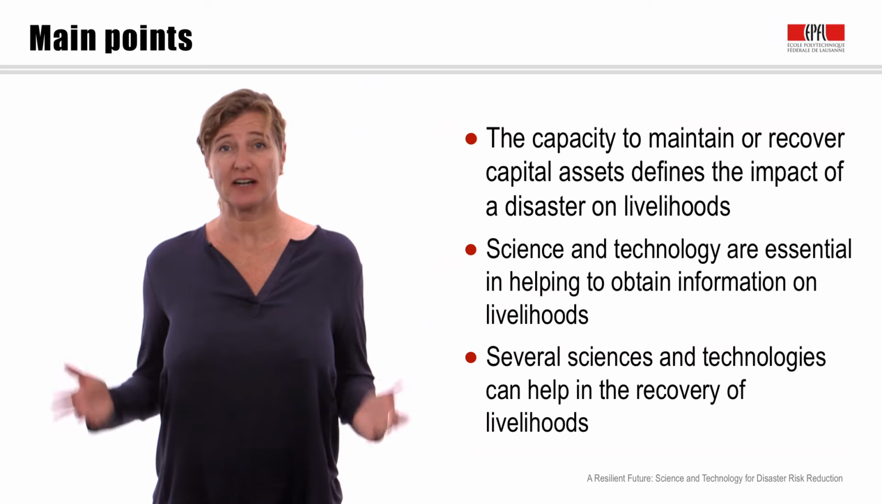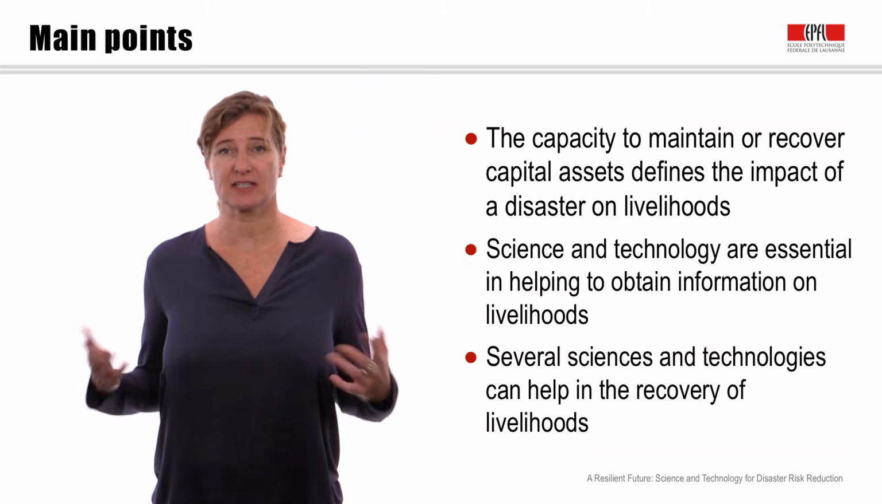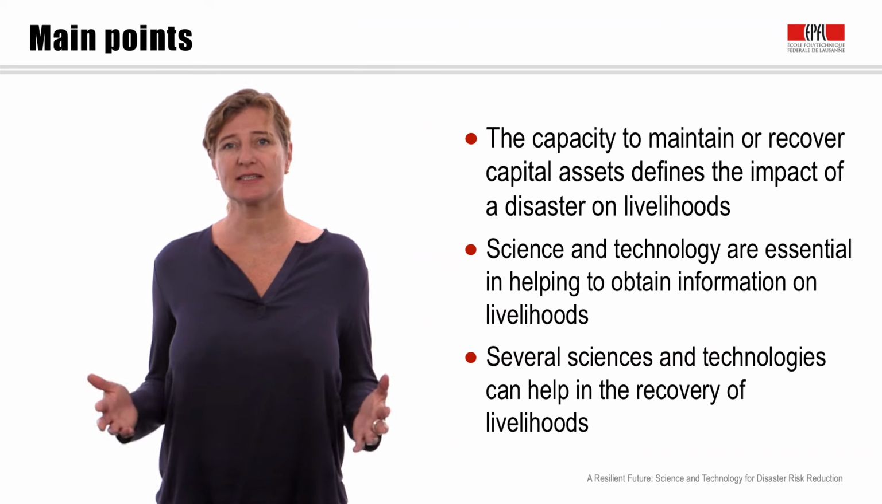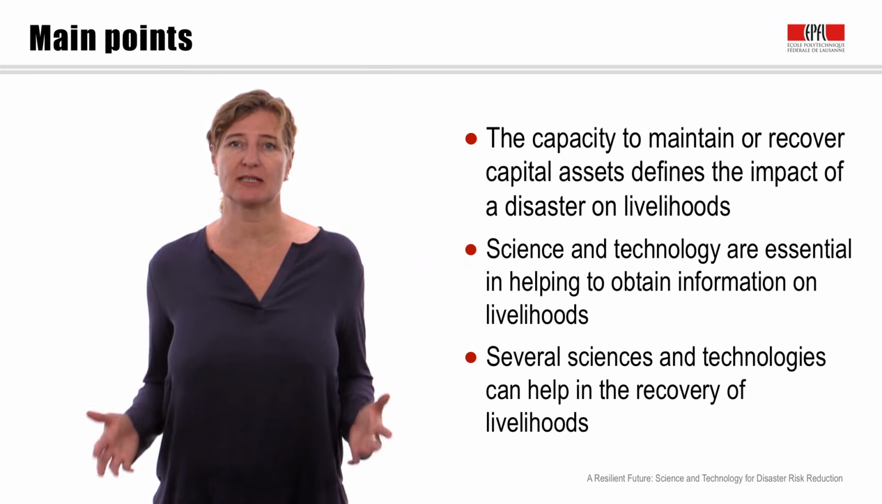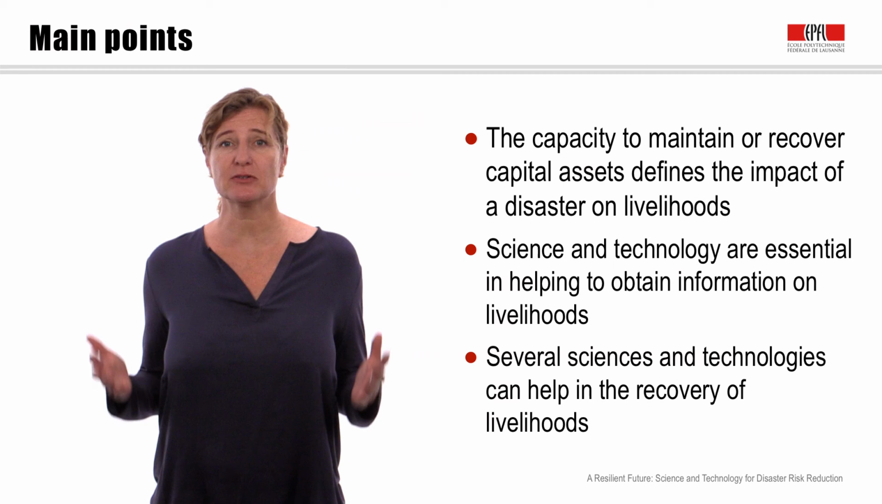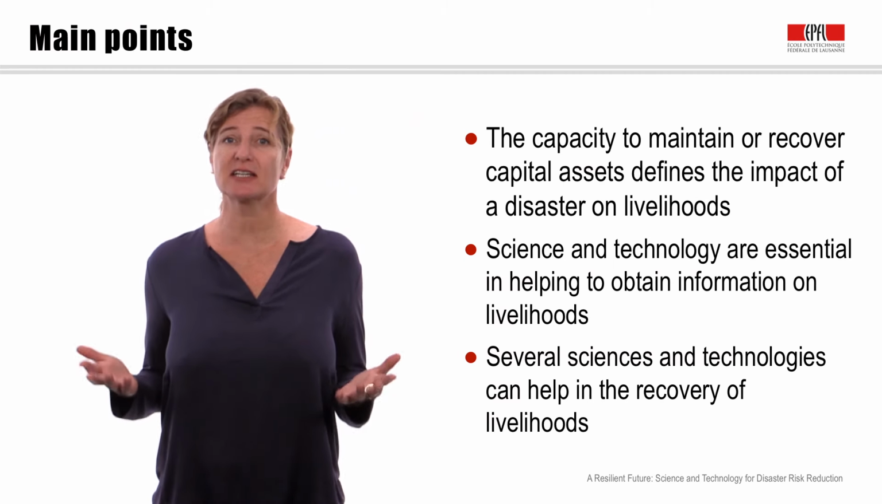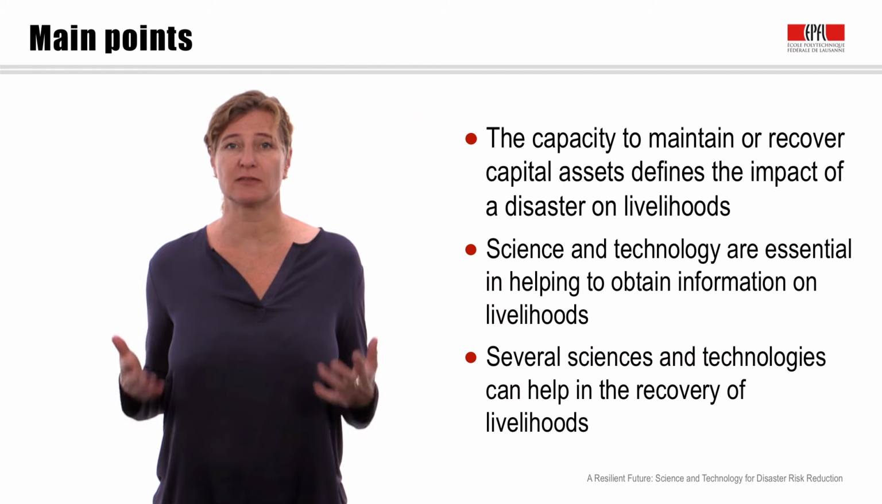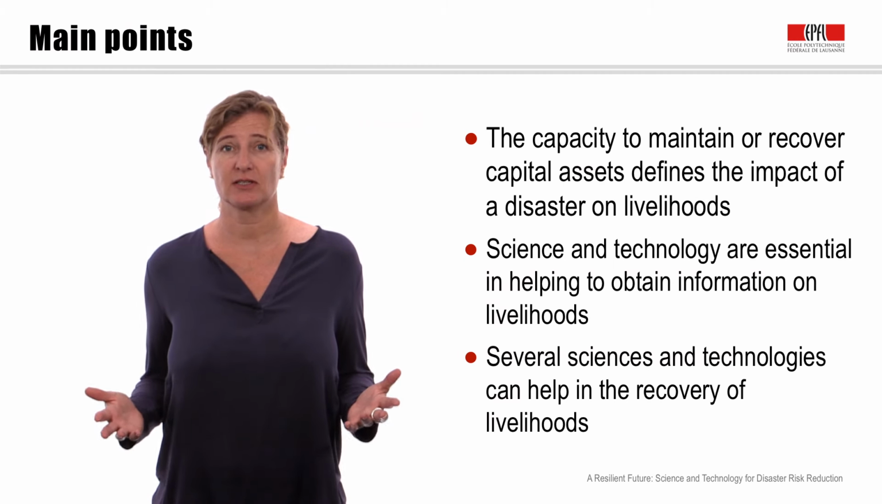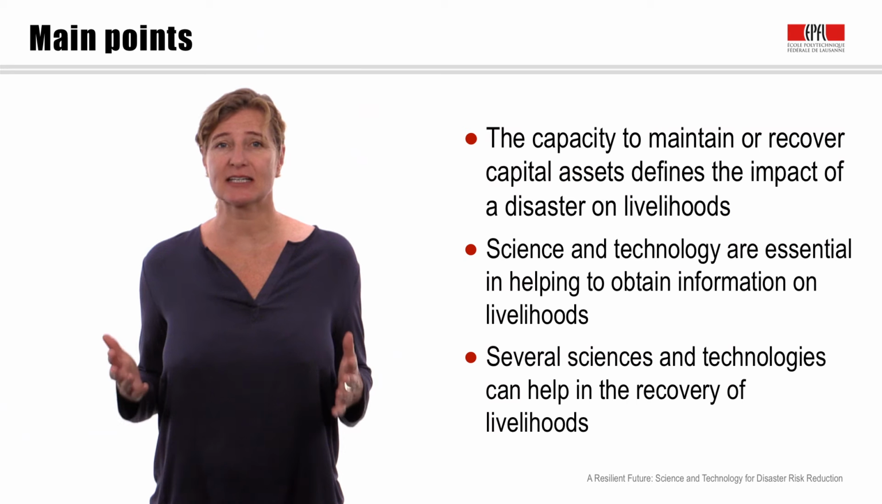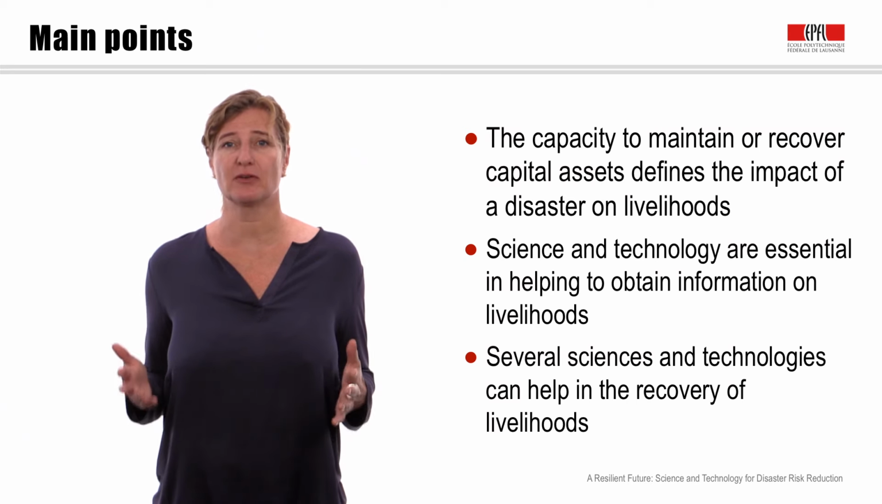In addition to a variety of recovery science and technology examples, we saw that the capacity to maintain or recover capital assets defines the impact of a disaster on livelihoods. We also saw that science and technology are essential in helping obtain information on livelihoods, and that several sciences and technologies can help in the recovery of those livelihoods.